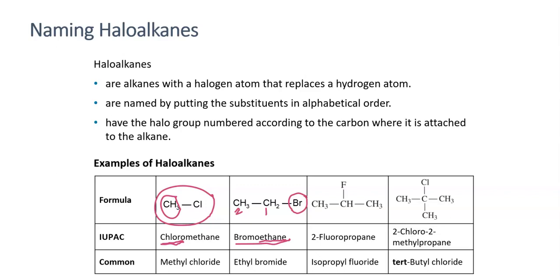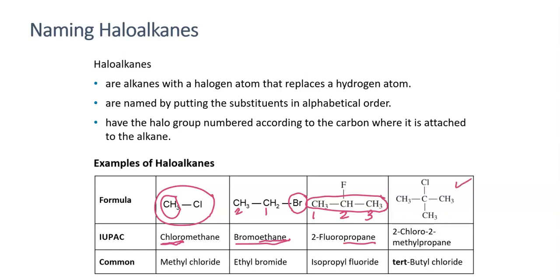In this case, we can number from either end. We can say 2-fluoropropane because the main chain contains 3 carbons. It is a propane. So we can say 2-fluoropropane.